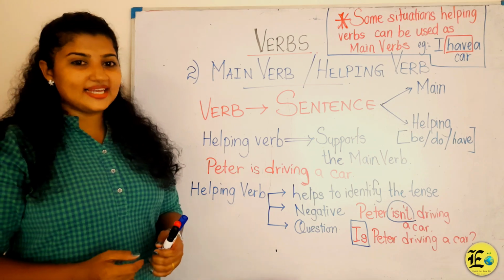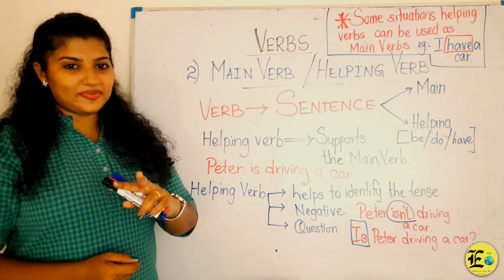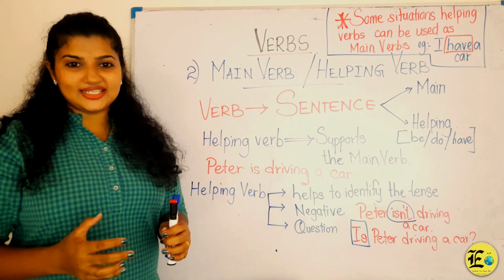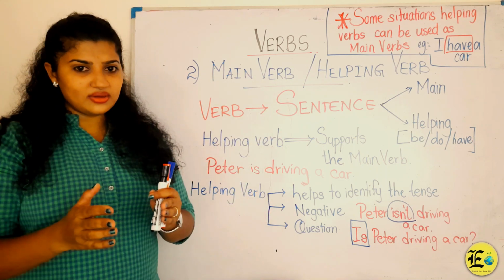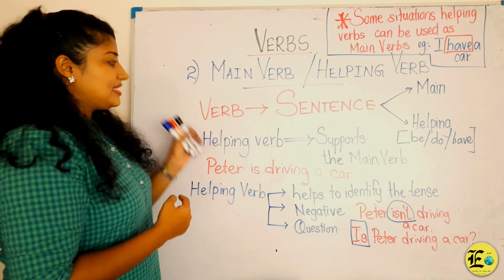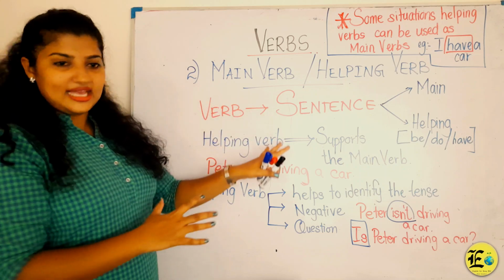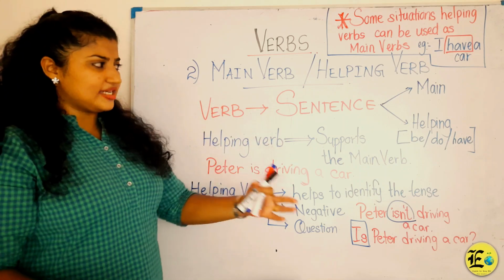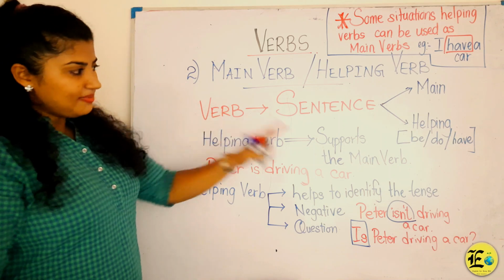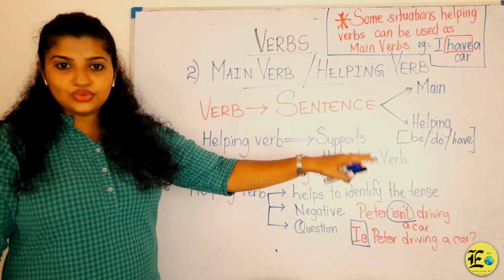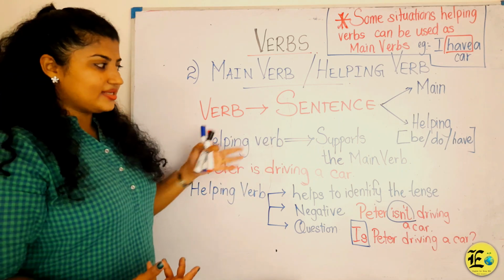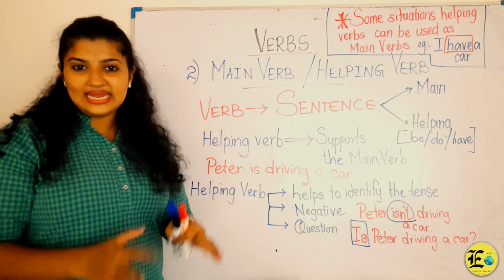Moving on to the next category, our second important topic is main verb or helping verb. Now, how do you identify a verb, whether it's a main verb or a helping verb? Follow this. A verb inside a sentence could take any place, such as the main verb or the helping verb. The helping verbs could be like be, do, have. The helping verb usually supports the main verb in any sentence.